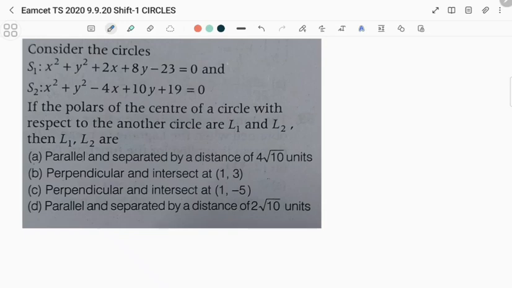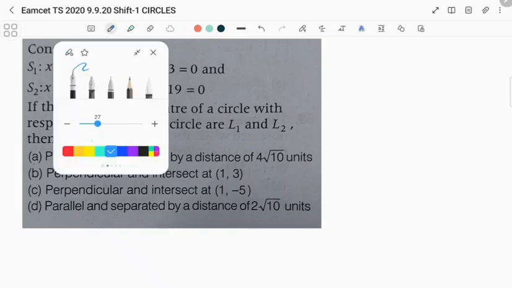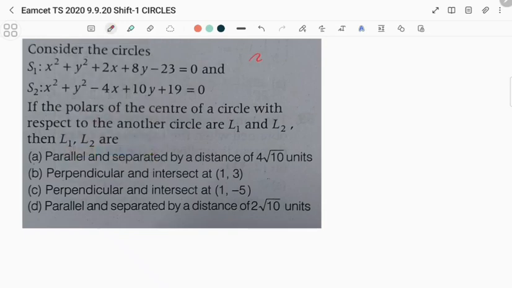So first, the given circles are there. I am calculating their centers respectively. So C1 is equal to the first circle center, minus x coefficient by 2, minus y coefficient by 2. So minus 1, minus 4. Second circle center C2 is equal to 2 comma minus 5.